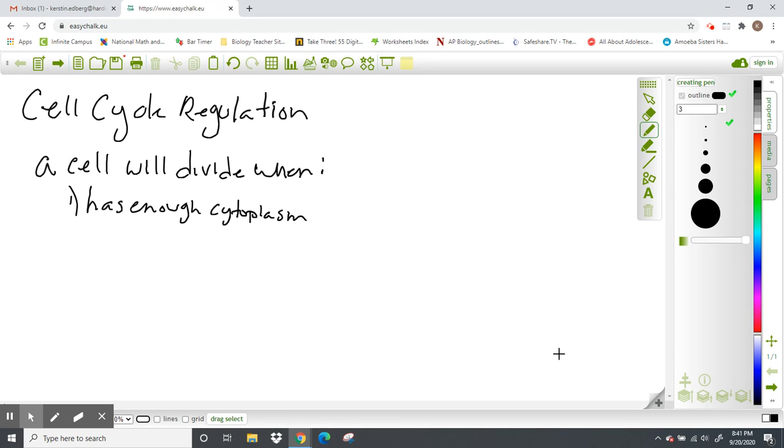By the same token, the cell that is going to divide has to have DNA that's been replicated, because those daughter cells need to have exact copies of your DNA. So the DNA is replicated. In order to nourish itself and sustain itself as cell division is occurring, that cell also has to have enough nutrients.